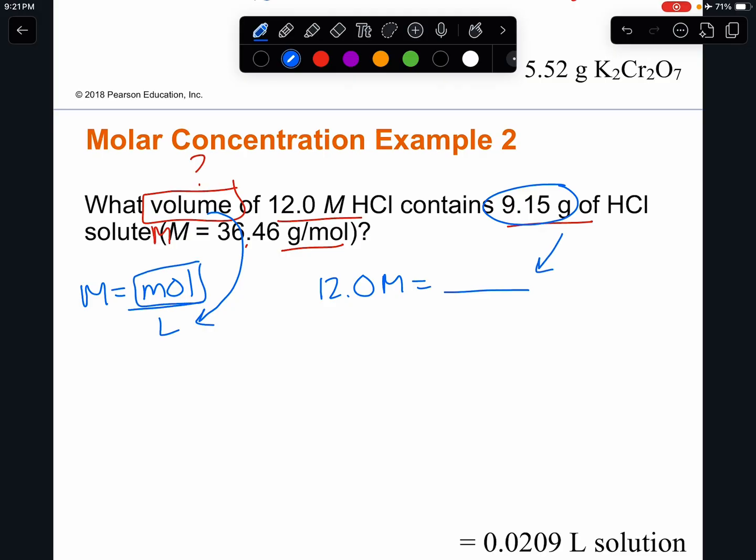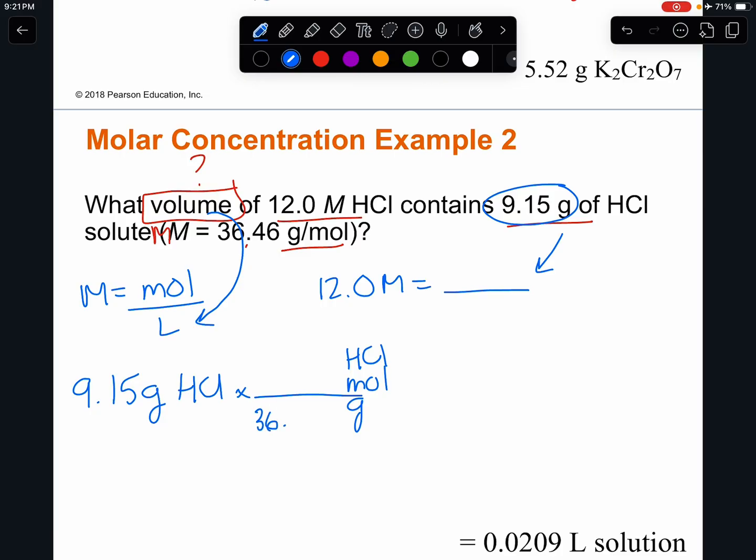Now, the issue with this is I cannot plug a grams into the top because this is where moles goes. Okay, so I'm going to go ahead and come down and do a little side conversion. Grams to moles, because it has to be in moles to be able to fit into this equation. And this molar mass was provided. So to do this math, we can go ahead and do 9.15 divided by 36.46. And we get 0.251 moles. And I can actually go ahead and put that right back up into my equation.